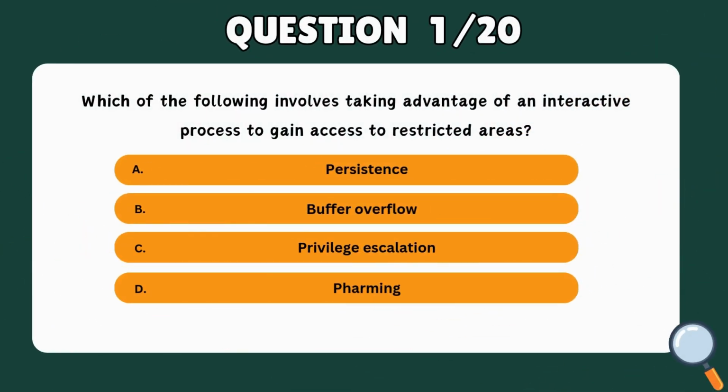Question 1. Which of the following involves taking advantage of an interactive process to gain access to restricted areas? A. Persistence. B. Buffer overflow. C. Privilege escalation. D. Farming. Correct answer. C. Privilege escalation.